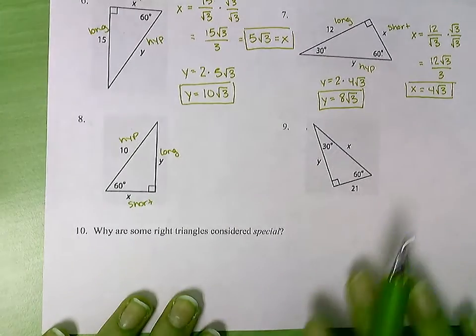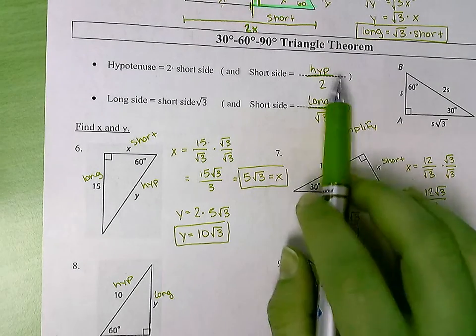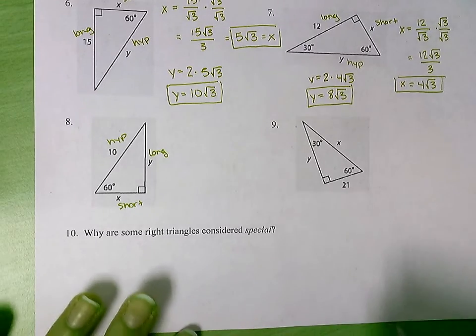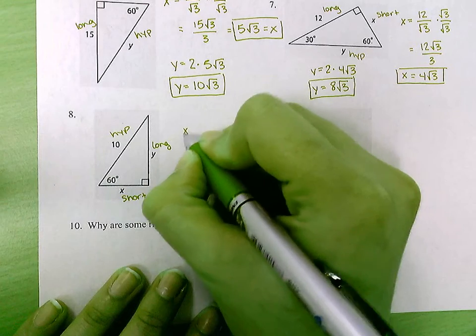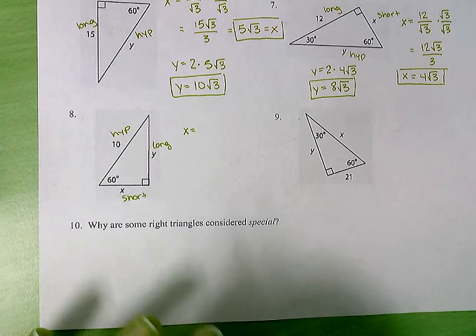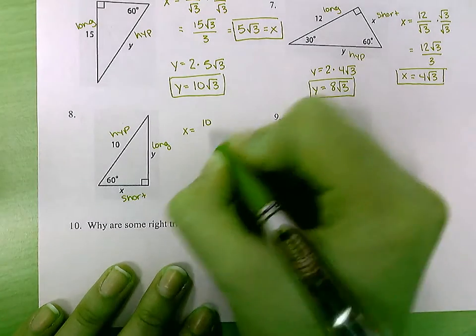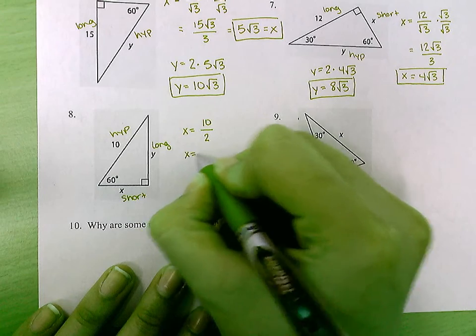Okay, finding the short side. I'm going to use this equation here because I'm given the hypotenuse. So here I'll have x is equal to the hypotenuse, 10, over 2. So x is equal to 5.